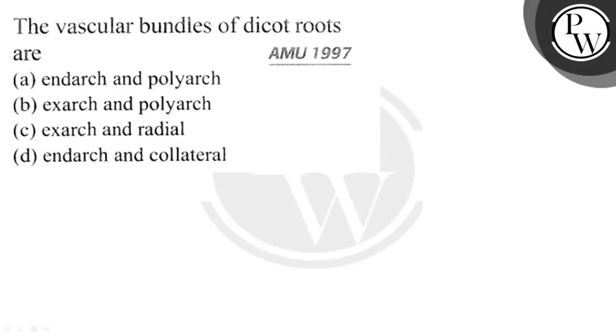The question states the vascular bundle of dicot roots are endarch and polyarch, exarch and polyarch, exarch and radial, endarch and polar. प्रश्न में हमें पूछा गया है about the dicot roots arrangement of vascular bundle. ये अंडरस्टैंड करने के लिए हम एक रफ डायग्राम ड्रॉ करेंगे of the dicot root.